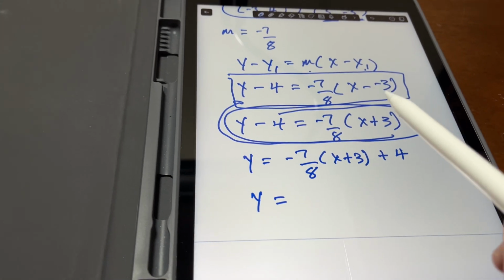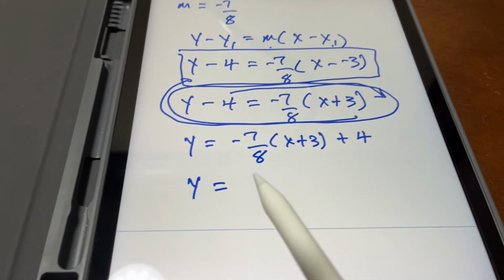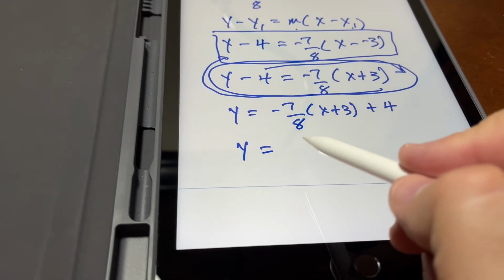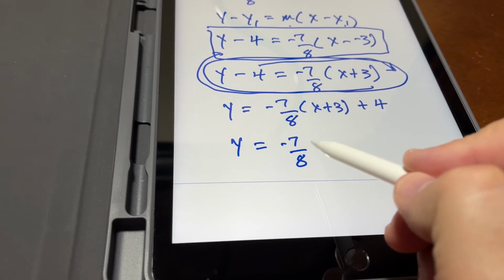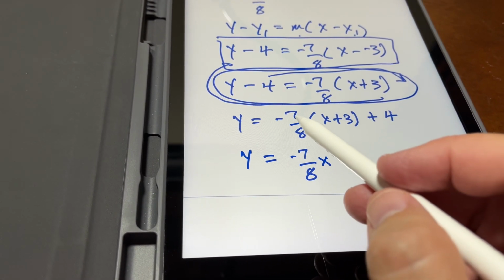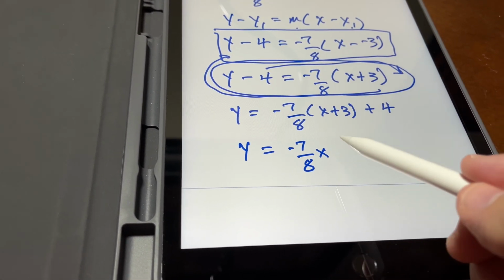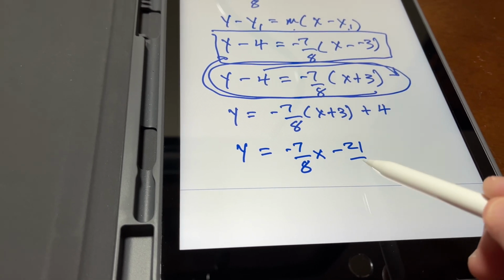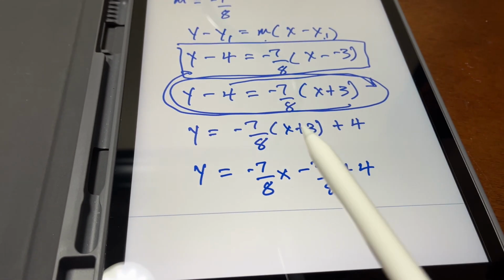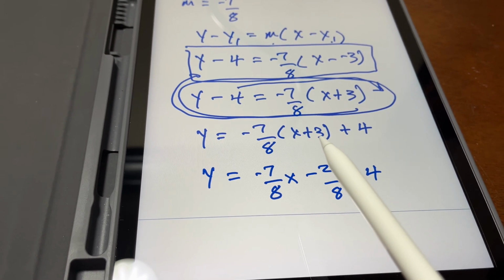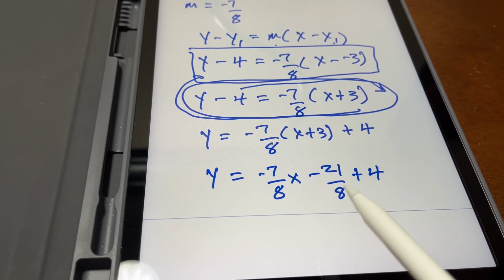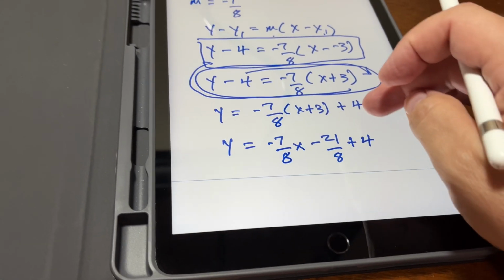But if we wanted slope-intercept form, what I'm going to do is put this in the form of y equals mx plus b. So I've got to distribute this. So negative 7/8 times x is negative 7/8 x, and negative 7/8 times 3 is negative 21 over 8. Because when you multiply this, you multiply negative 7 times 3, which is negative 21, and 8 times 1, that's 3 over 1, so 8 times 1 is that. So I'm almost there.